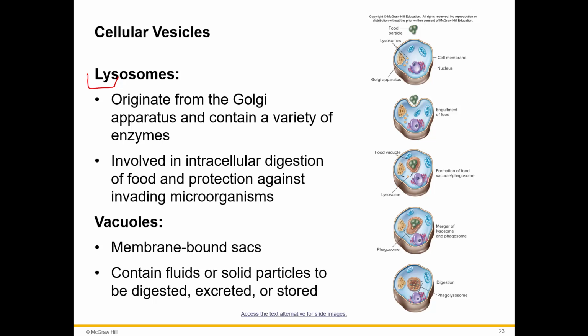Vacuoles. Vacuoles are membrane-bound sacs that contain fluids or solid particles to be digested, excreted, or stored. So vacuoles can sometimes store nutrients for the cell. If you think about that single-celled organism that's floating around in a lake somewhere, and that single-celled organism needs nutrients. So in a lake, there's not that many nutrients that are condensed. So what that organism is going to do is, when it does find a food source, take in all of those nutrients and store them in the cell. That way, if they don't come across another nutrient source for a couple days, they're good because they have those nutrients stored inside of there. But vacuoles can contain all sorts of different things depending on the needs of the cell.